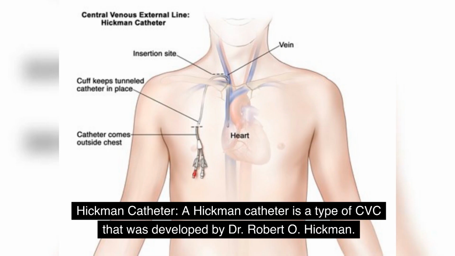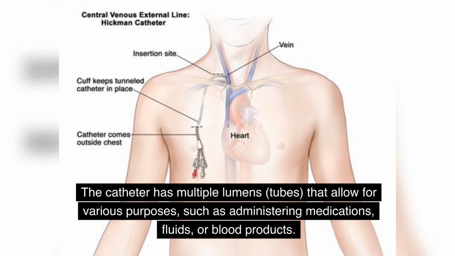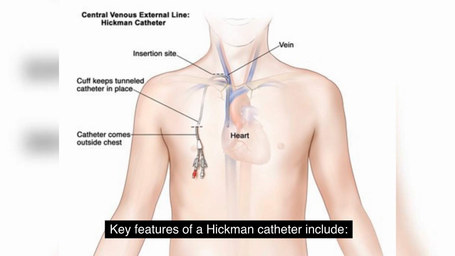Hickman catheter. A Hickman catheter is a type of CVC that was developed by Dr. Robert O. Hickman. It is a tunneled catheter, which means that it is inserted through a small incision in the chest and then tunneled under the skin before entering a large vein near the heart. The catheter has multiple lumens, tubes, that allow for various purposes, such as administering medications, fluids, or blood products. Key features of a Hickman catheter include: 1.